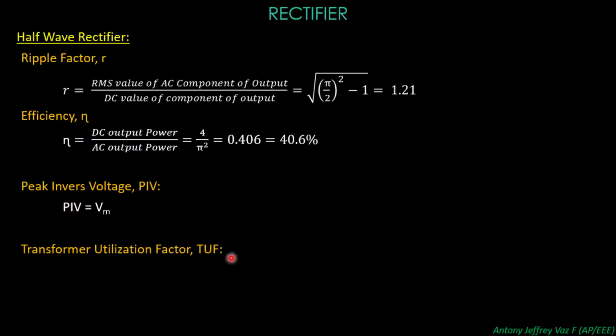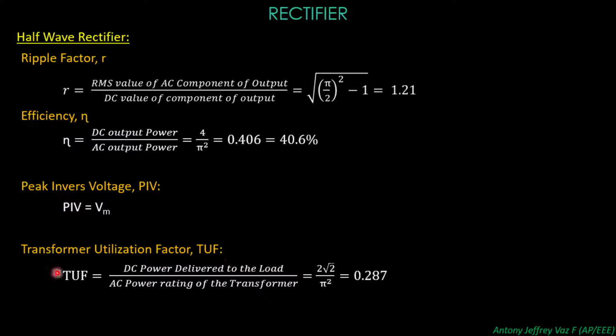Transformer utilization factor, TUF. This is the factor used to find how much of the transformer capacity is utilized by the half-wave rectifier. So TUF is equal to the DC power delivered to the load divided by the AC power rating of the transformer. So 2 root 2 divided by pi squared equals 0.287. So approximately 28.7 percent is the transformer utilization by a half-wave rectifier.